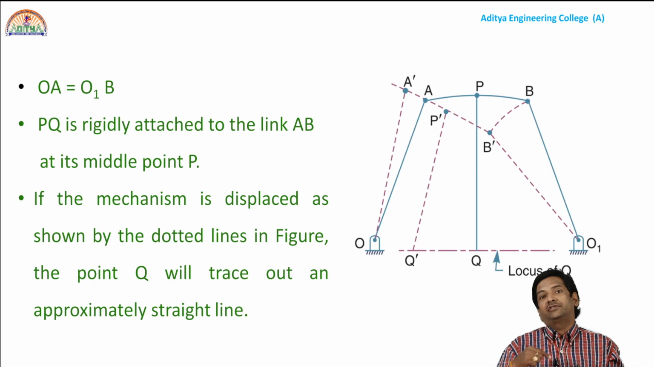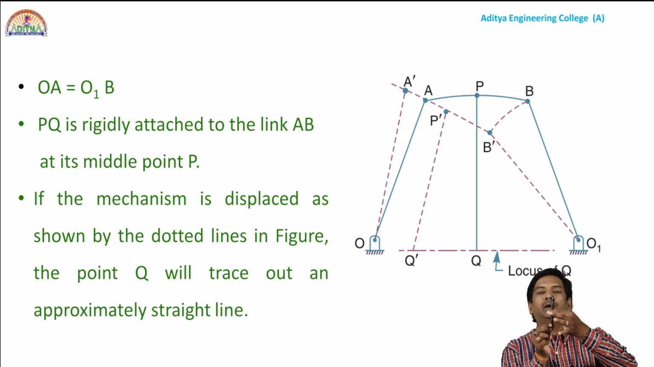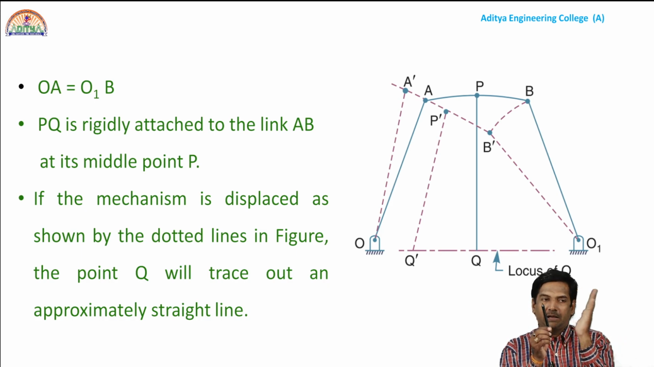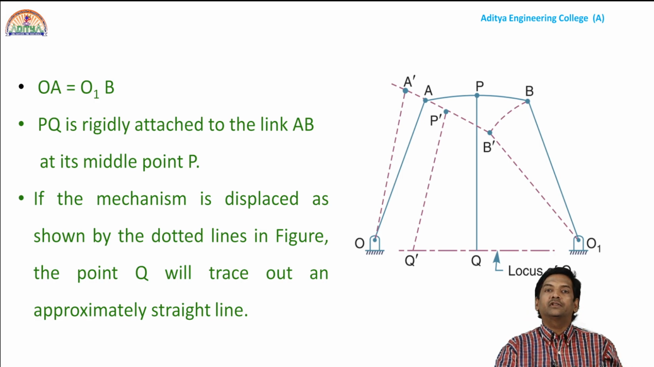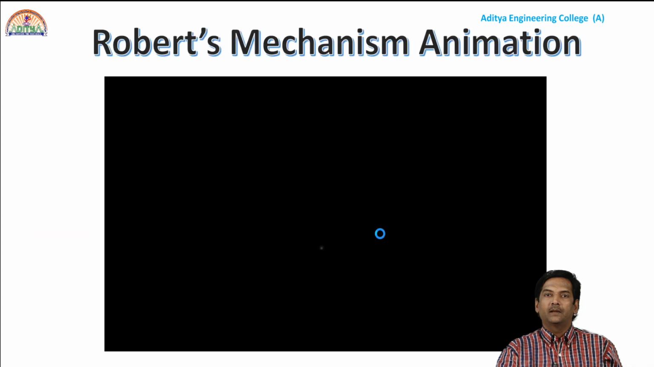So, from nature itself, the Robert mechanism was developed. The locus of Q depends on how near it is to an exact straight line, that is, an approximate straight line, but it depends on the length of the link PQ. Suppose you have it in the middle. Whatever angle movement you have like this, it will be more when it is near and less when it is far from this. So, that is the working principle of the Robert mechanism.